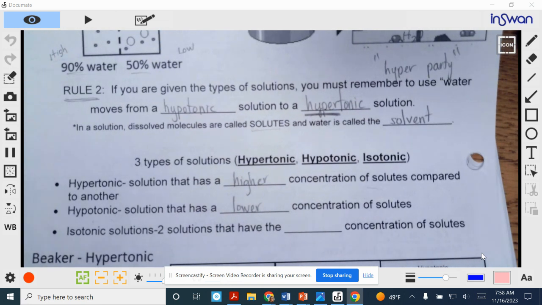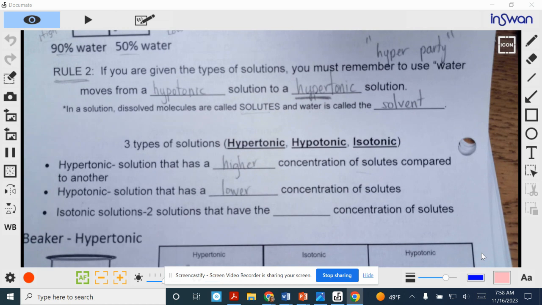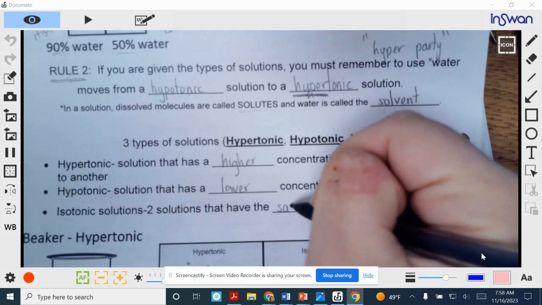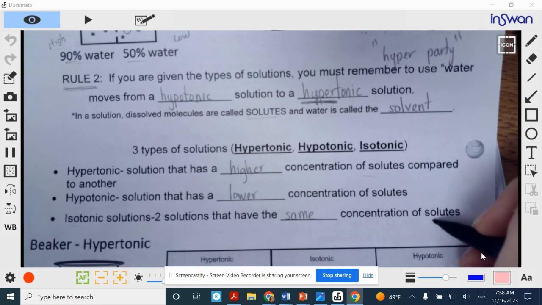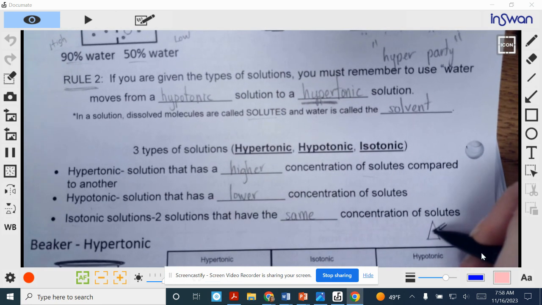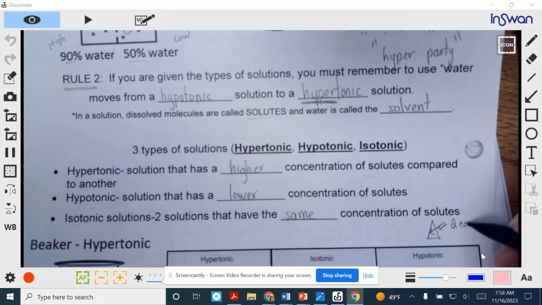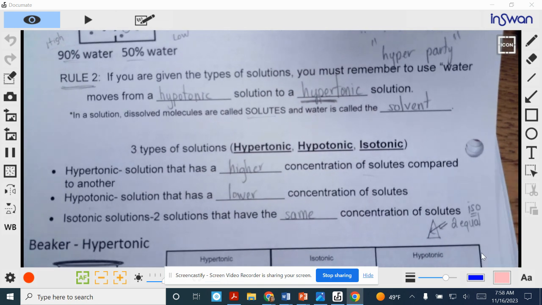Now, if I put the same amount of sugar in both of them, then we have two isotonic solutions. So solutions that have the same concentration of solutes in them would be isotonic. You might remember an isosceles triangle is a triangle that has two equal sides. And so iso equals two equal.